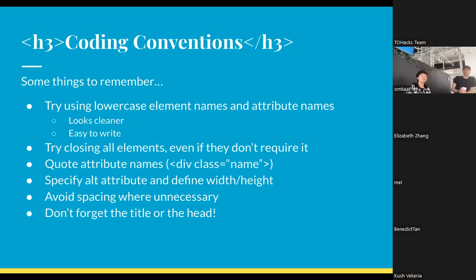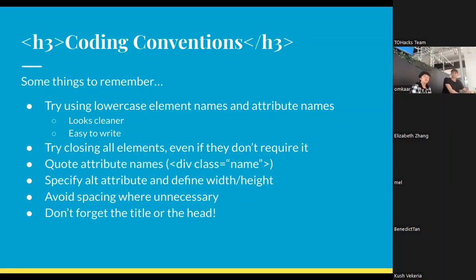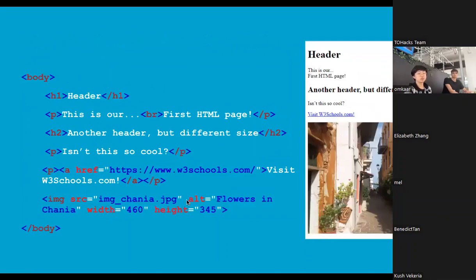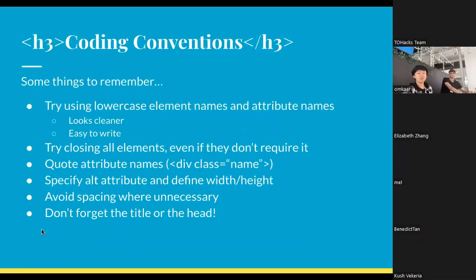And then lastly, here are some coding conventions for HTML. So some things to remember: try using lowercase element names and attribute names. So as you can see, every tag is lowercase, so it's kind of the standard. And then try closing all elements, even if they don't require it. So as we've mentioned before, with these closing tags, like with these slashes. Yeah. And then also quote attribute names.